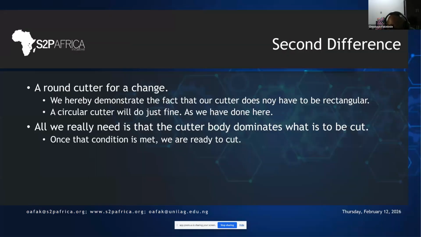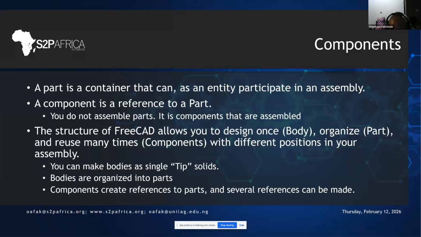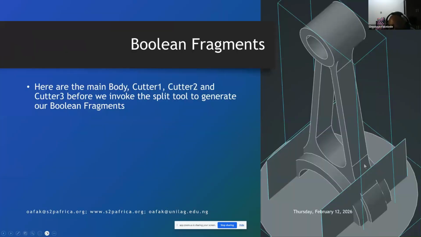If we allow our cutters and the object to be cut to all show, this is what we have. So here we have the main body, the quarter one, quarter two, quarter three, before we invoke the split tool and generate our Boolean fragment. So it will fragment this into several Boolean pieces. And it is now for you to pick, to take the ones you need. Yeah, of course, I know you don't need this here. You don't need the one there. You need this middle part and the bottom part.